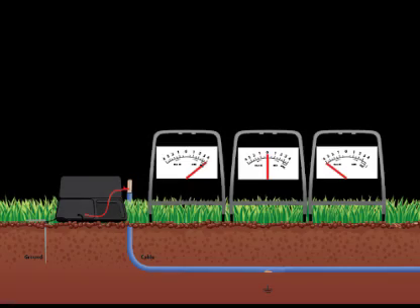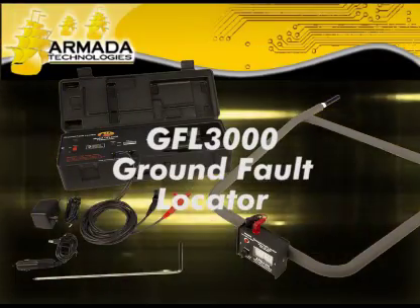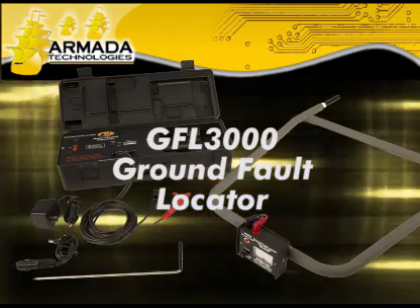A ground fault locator uses a high voltage signal to detect the location of a ground fault. The locator sends the signal down the wire and it exits at the fault and enters the earth. The signal then returns back to the ground stake. The ground fault locator uses this returning signal to pinpoint the fault. We will demonstrate this process using the Armada Technologies GFL3000 ground fault locator.